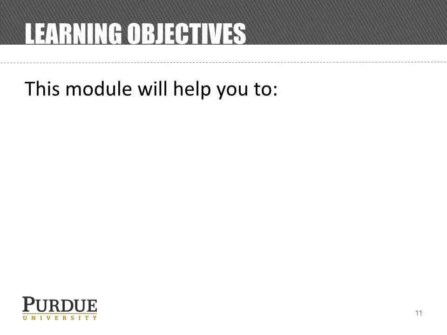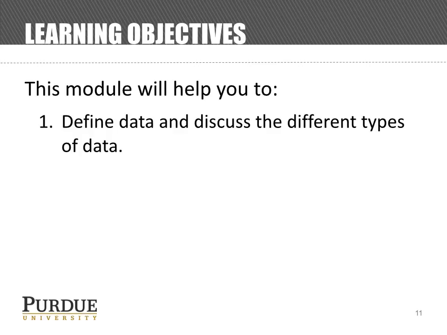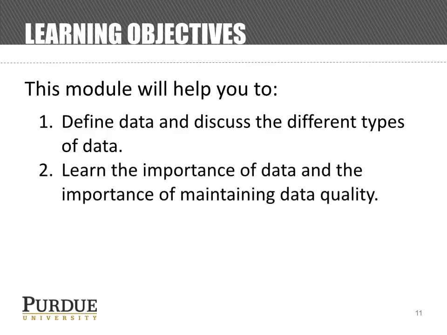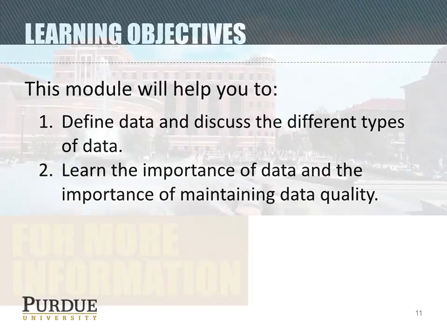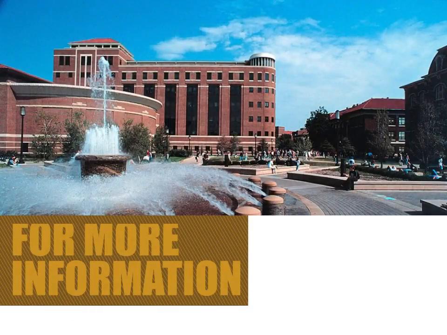At this point, you should know more about data, data types, and how the maintenance of quality data affects research. If you need more information about data and its importance, various resources are available in the Purdue University libraries, bookstores, and online, as well as from your graduate mentors and professors.